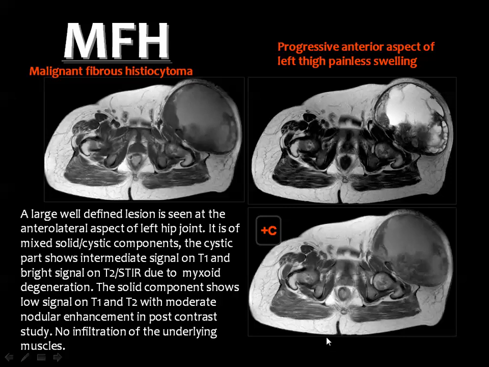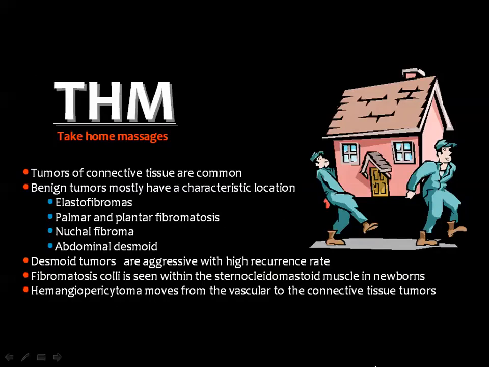But here is a lesion in the groin, and you can see a heterogeneity in the T1 and T2 with some blood elements within the tumor, and also you see the heterogeneous post-contrast enhancement. And here it is stated that the intermediate signal in T1 and the bright signal in T2 is due to myxoid degeneration within the tumor. And finally, these are some of the important points that you should remember.